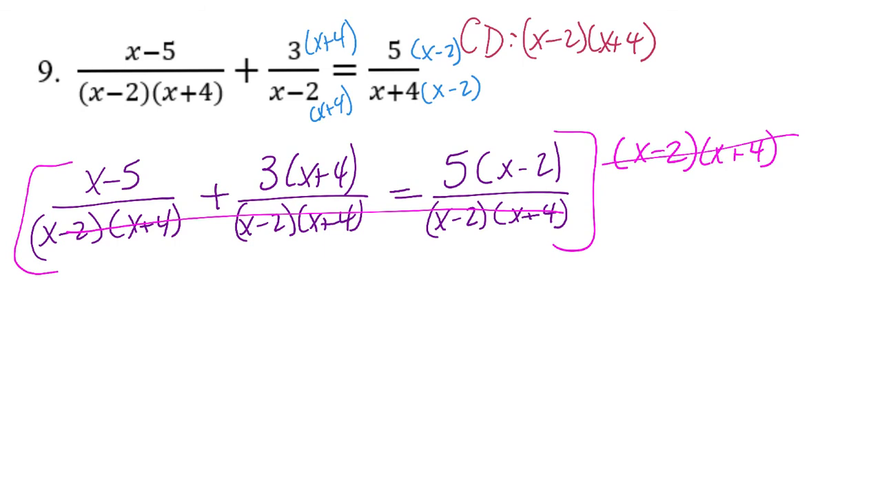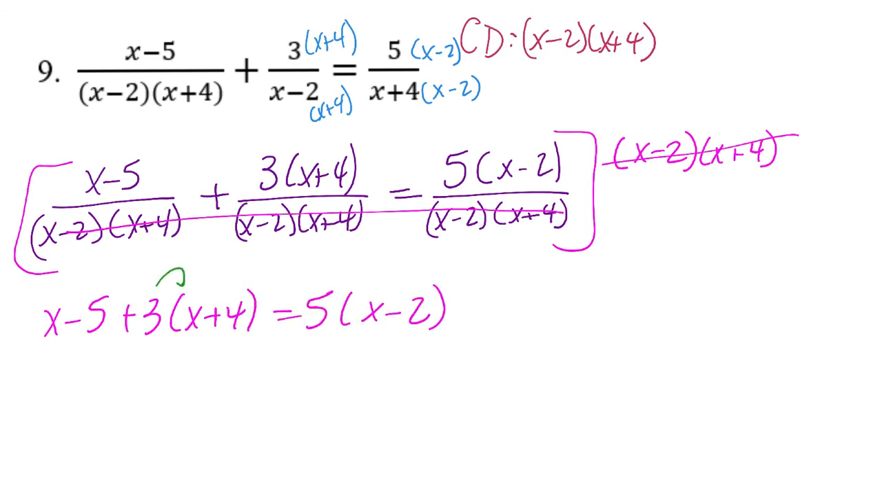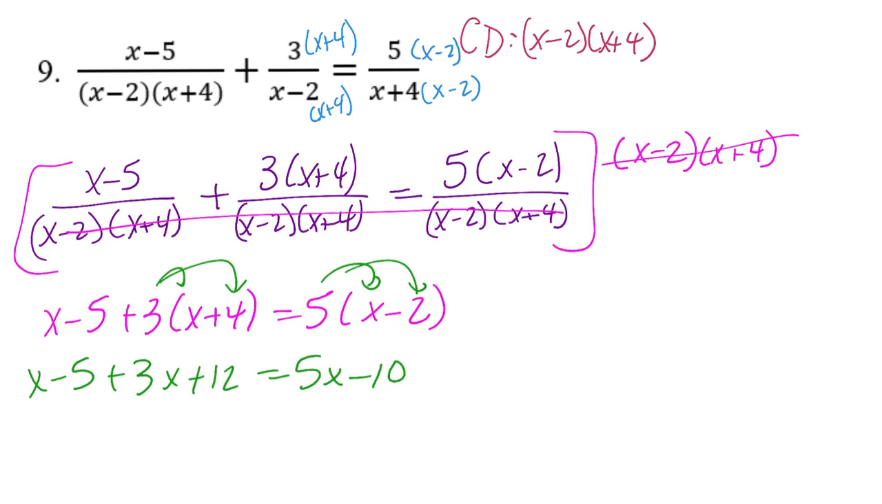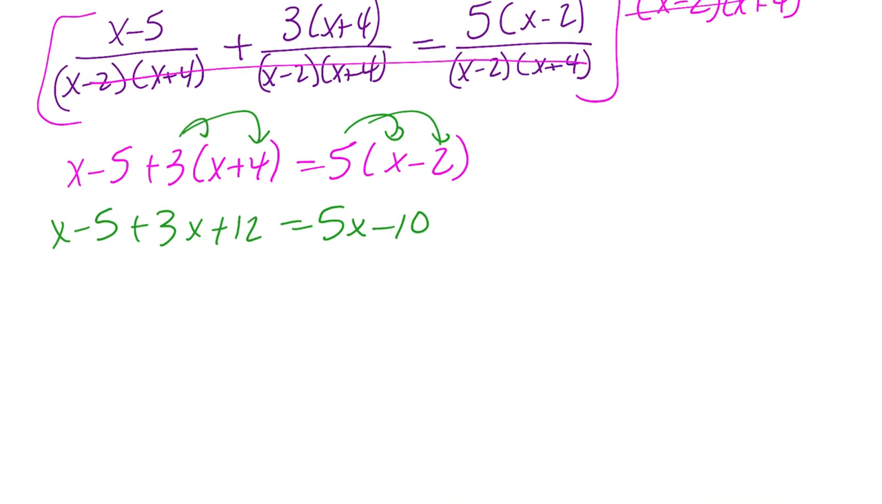So that way, all I have is x minus 5 plus 3 times (x + 4) equals 5 times (x - 2). I'm going to distribute my 3 and distribute my 5. So x minus 5 plus 3x plus 12 equals 5x minus 10. I want to then combine my like terms, x and 3x, and get 4x. Negative 5 and 12 and get 7 equals 5x minus 10.